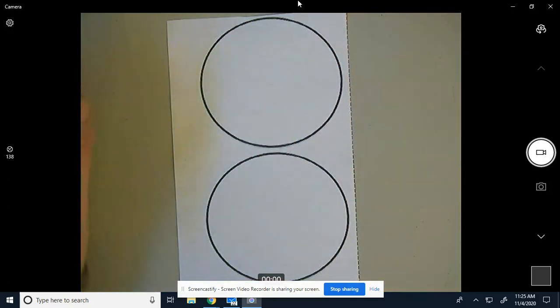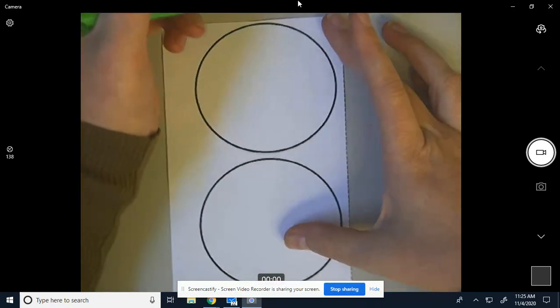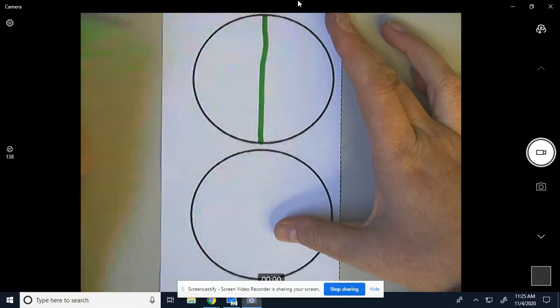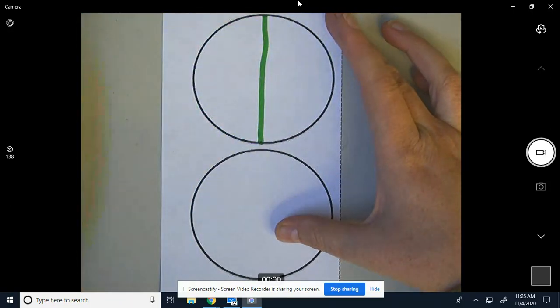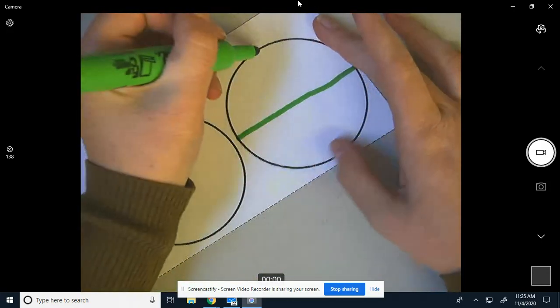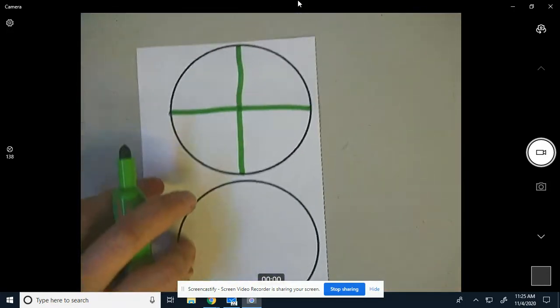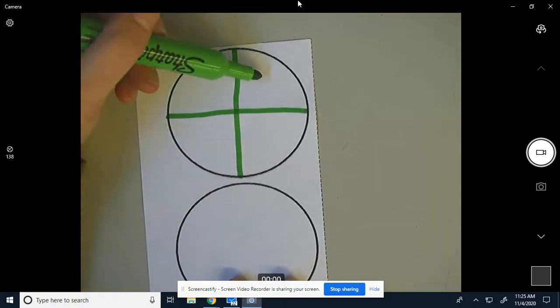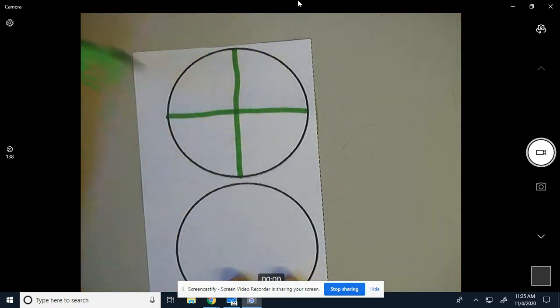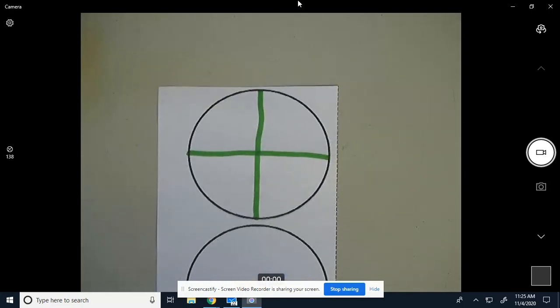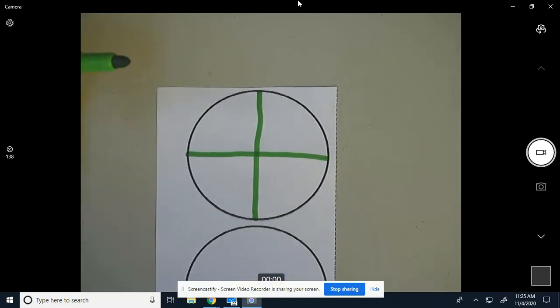So let's do this. Okay, if we cut it down the middle, we're going to have 2 equal pieces. And then we would cut it this way and have, how many pieces do we have now? 1, 2, 3, 4. 4 pieces. That is how you make 4 pieces on a circle. Okay, 4 pieces or fourths.